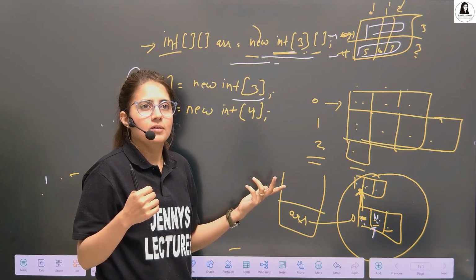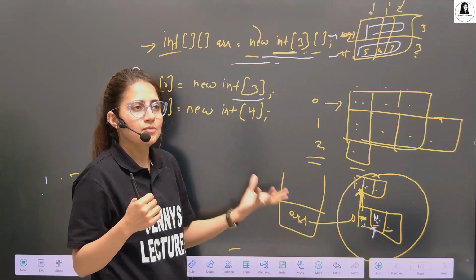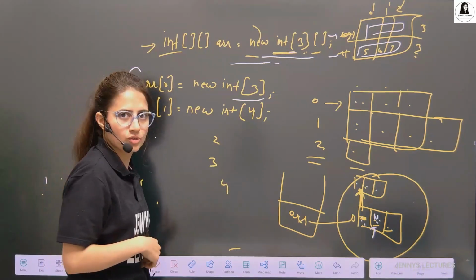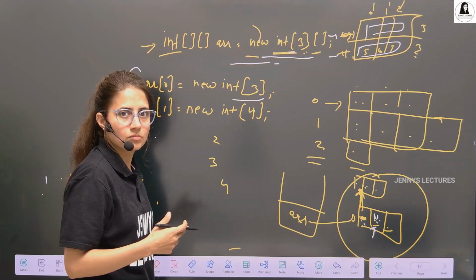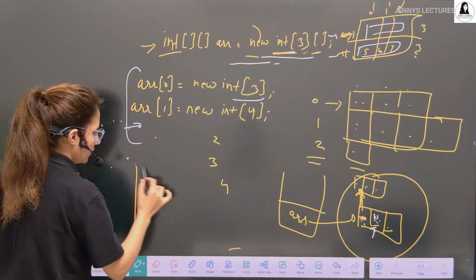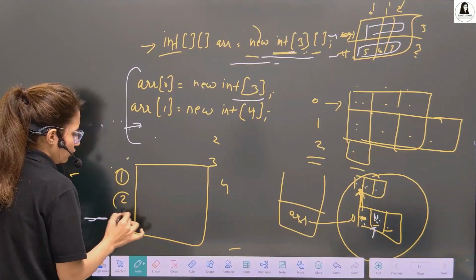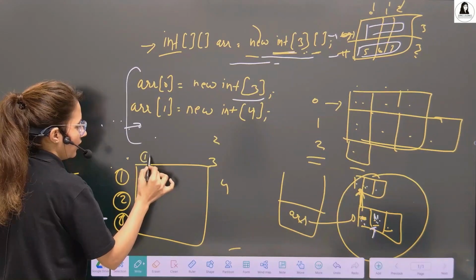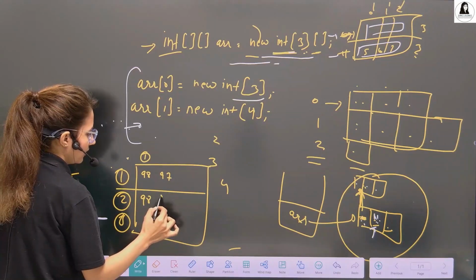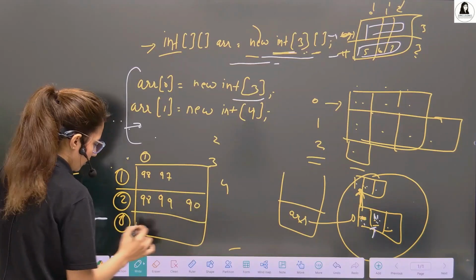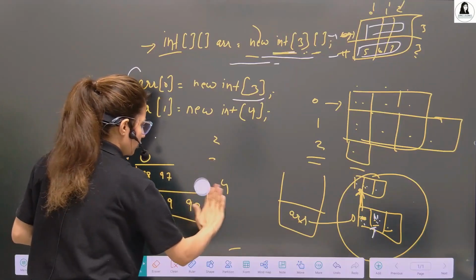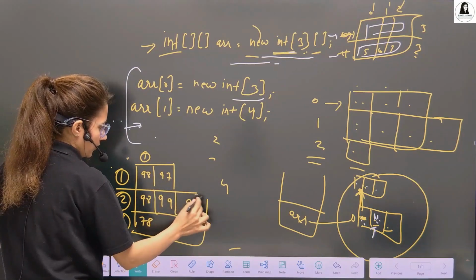Suppose I have marks of the students, but some students are having only 2 subjects, some students are having 3 subjects, some students are having marks in 4 subjects. So how to store? I have the data something like this. I have student 1, student 2, student 3. There are only 2 subjects for student 1: 98, 97. For student 2, I am having 98, 99, 90. And for student 3, I am only having 78. This data I want to store. So here we are having 2, then 3, and here I have only 1.